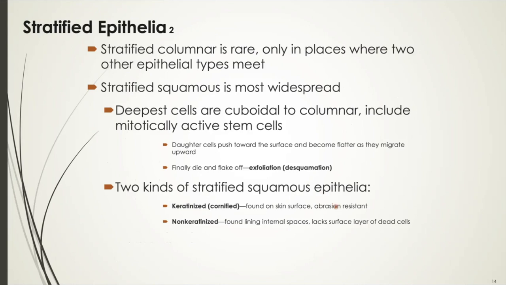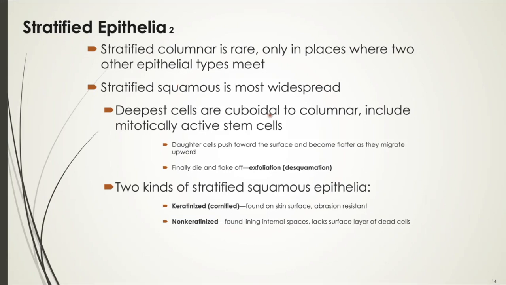So first, your stratified columnar, excuse me, it's rare. It's only in places where two other epithelial types are going to meet. So your stratified squamous is going to be the most widespread. If I were to ask you, what's the most common stratified epithelium? Well, it's going to be the squamous. That would be the answer. So with that, your deepest cells are going to be cuboidal to columnar.